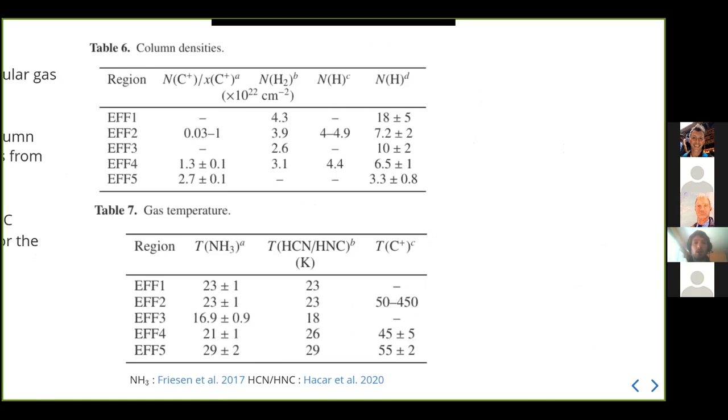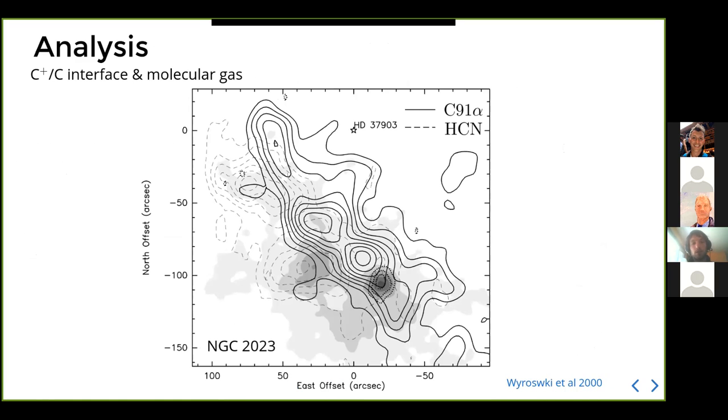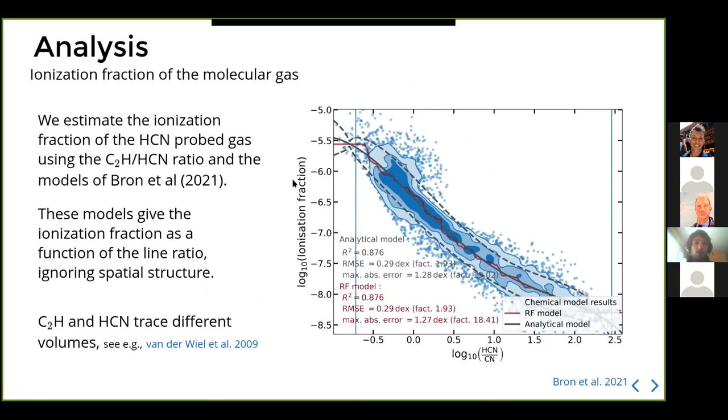But then, and this is also confirmed if we look at higher resolution observations, for example, this is the work of Frederick Wiedowski, we also see that HCN and the recombination lines are tracing different spatial structures. So we end up with, okay, HCN and the recombination lines are not tracing the same gas, but then what is the ionization fraction of the molecular gas? Can we actually say something about this?